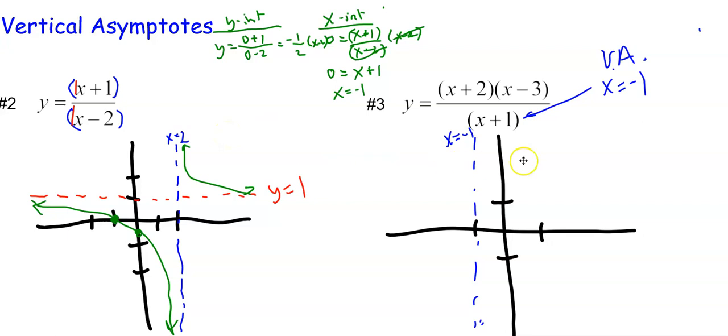Now this one's going to be tough right away just because we don't have a horizontal asymptote. That really helps us guide our graph. But let's find the intercepts and see what's going on here. So let's find the intercepts of this graph.